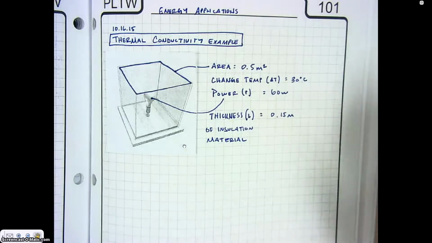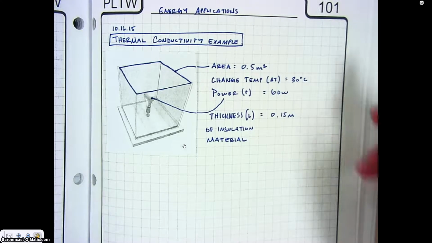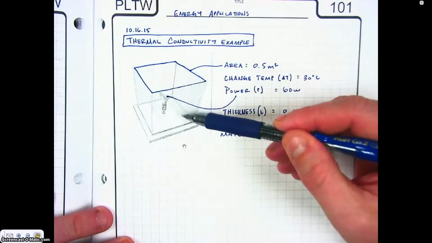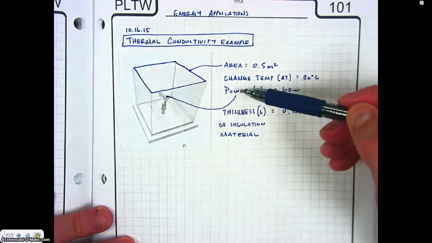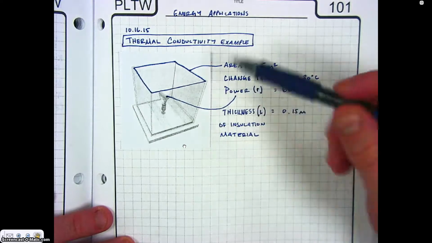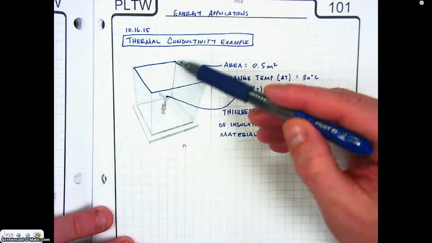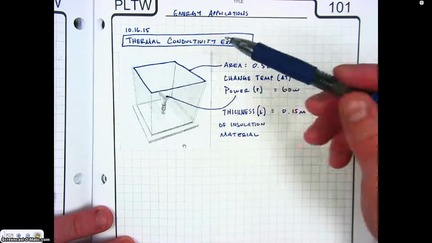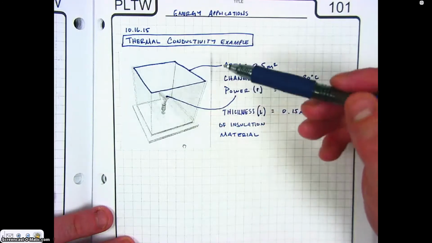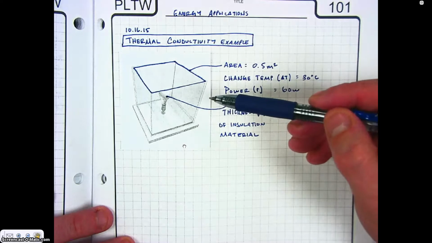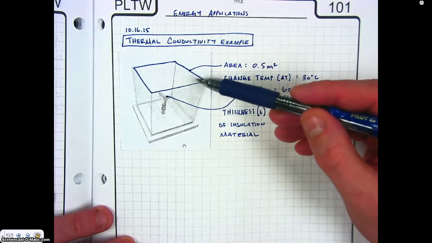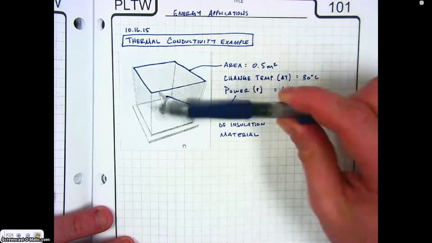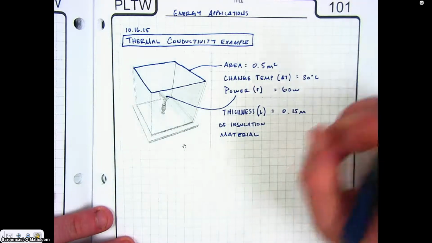We're going to go through an example of thermal conductivity of a material. What we have here is a heat box that's powered by a 60-watt light bulb. Our problem is we put some unknown insulation material on top of this box, and we want to see how conductive it is to heat, or its ability to allow heat to pass through it. Theoretically, a good insulation material would not allow heat to pass through it.